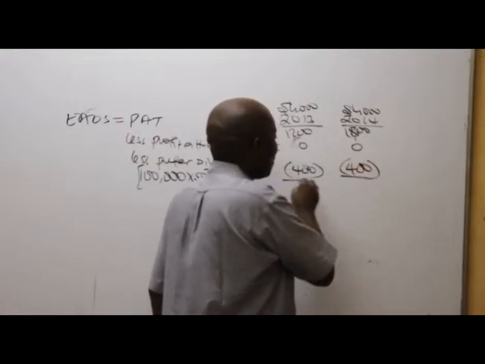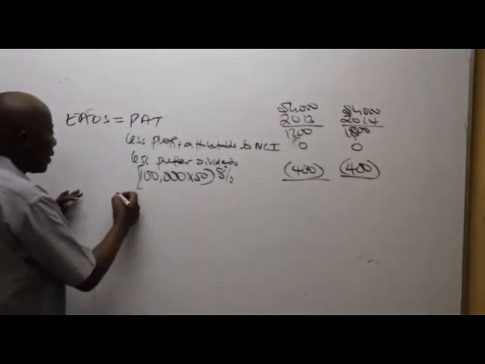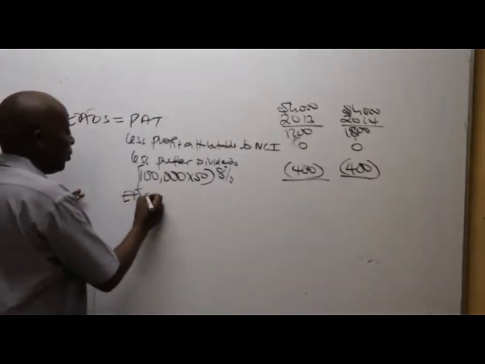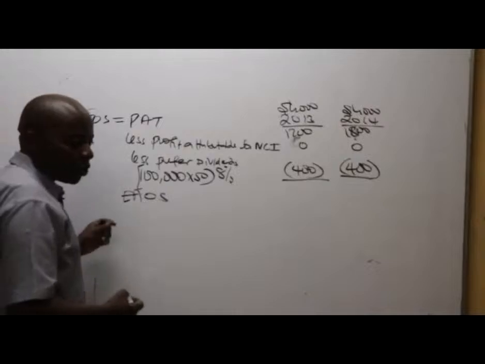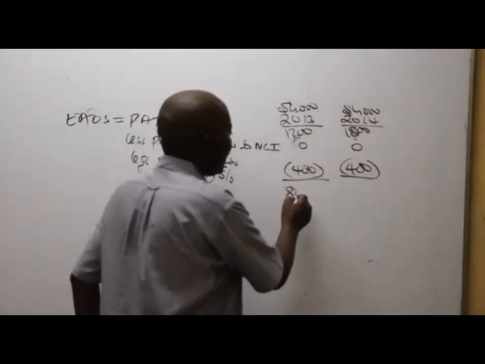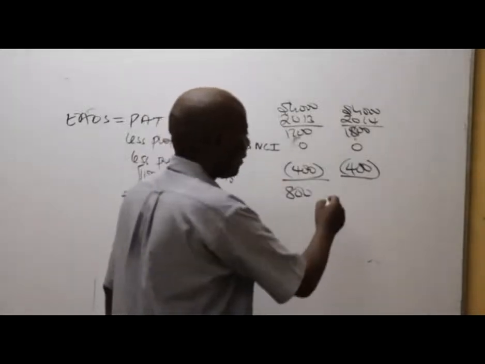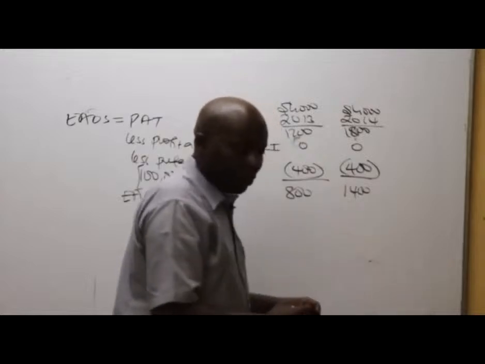Thank you very much. So please come and subtract for you to be able to give us the earnings attributable to ordinary shareholders. So this one I'm pretty much aware that it's 800, right? And 1400. I can see good questions here.